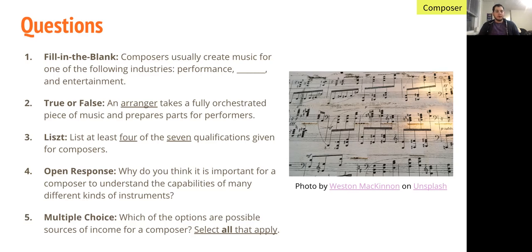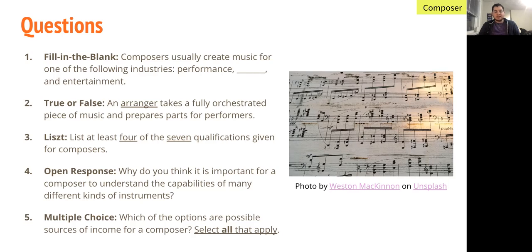Number 2, true or false? An arranger takes a fully orchestrated piece of music and prepares parts for performers. The answer is false. A copyist takes a fully orchestrated piece of music and prepares parts for performers. An arranger takes somebody else's composition and adapts it for performance in a different or similar medium.